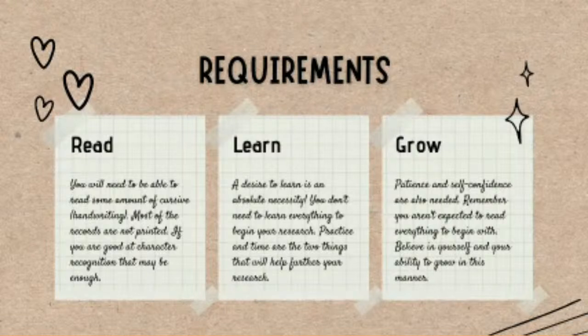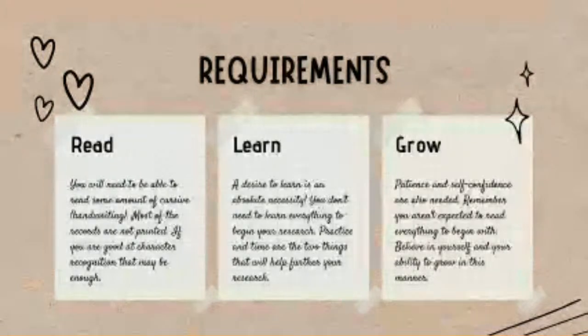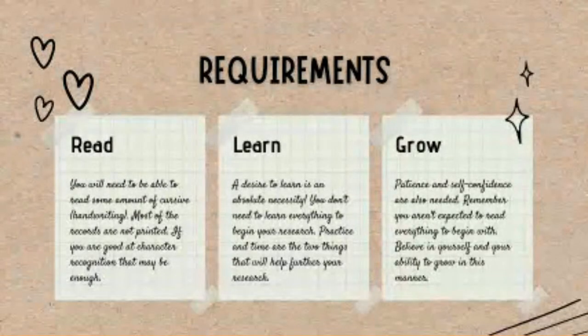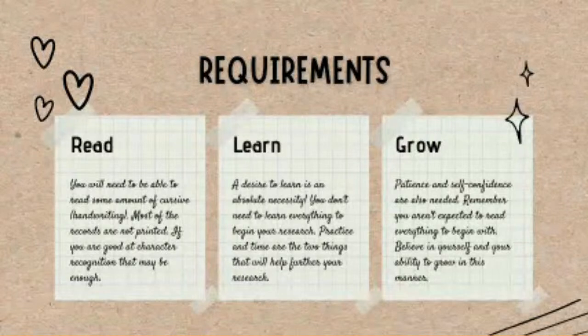The second is a desire to learn. You don't need to learn everything at once. Practice and time are required to get proficient at abstracting these records. But the desire to learn does need to be there.